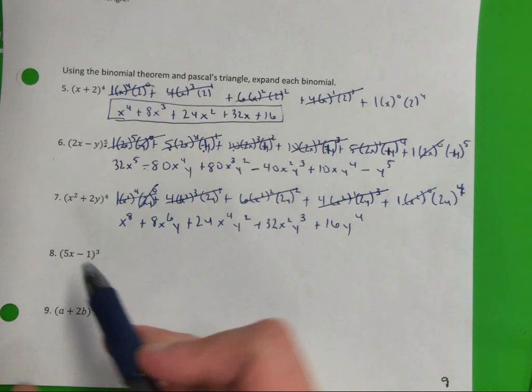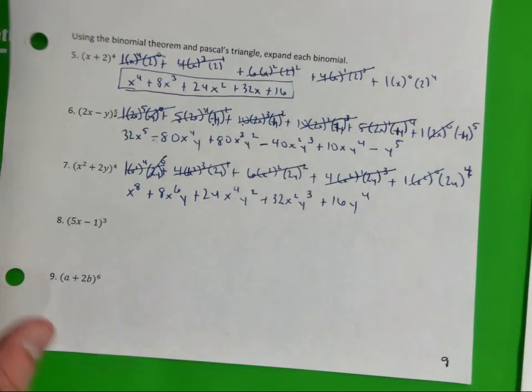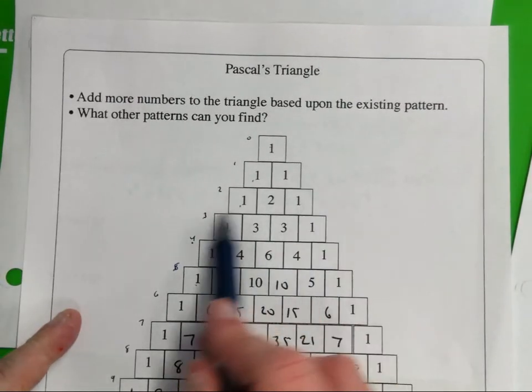What am I raising this one to? So what power? 3. So I go look at my row for 3. You would go to those 4.